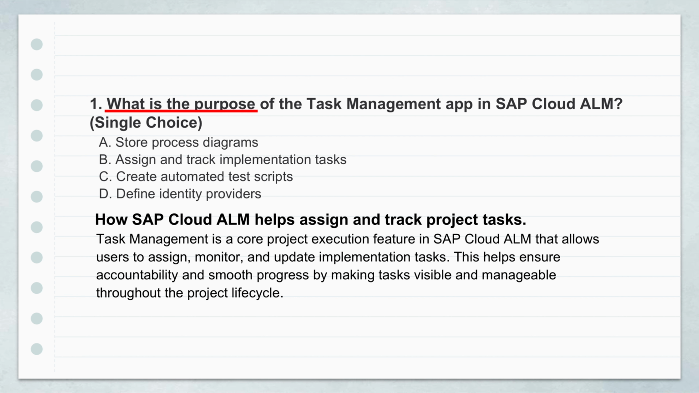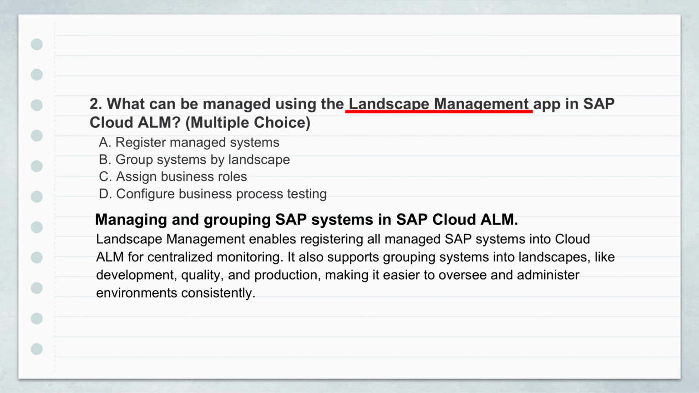Okay, got it. Let's move to another app then, one that's also clearly important based on the questions. Landscape management. Seems you can do multiple things here. What actions does the exam point to? The source highlights two key things you can do in landscape management. First, register managed systems. Okay, register managed systems. So that means pulling your actual SAP systems like S/4HANA, BTP services, whatever, into Cloud ALM's view. Precisely. Getting them connected so Cloud ALM can monitor and manage them centrally.